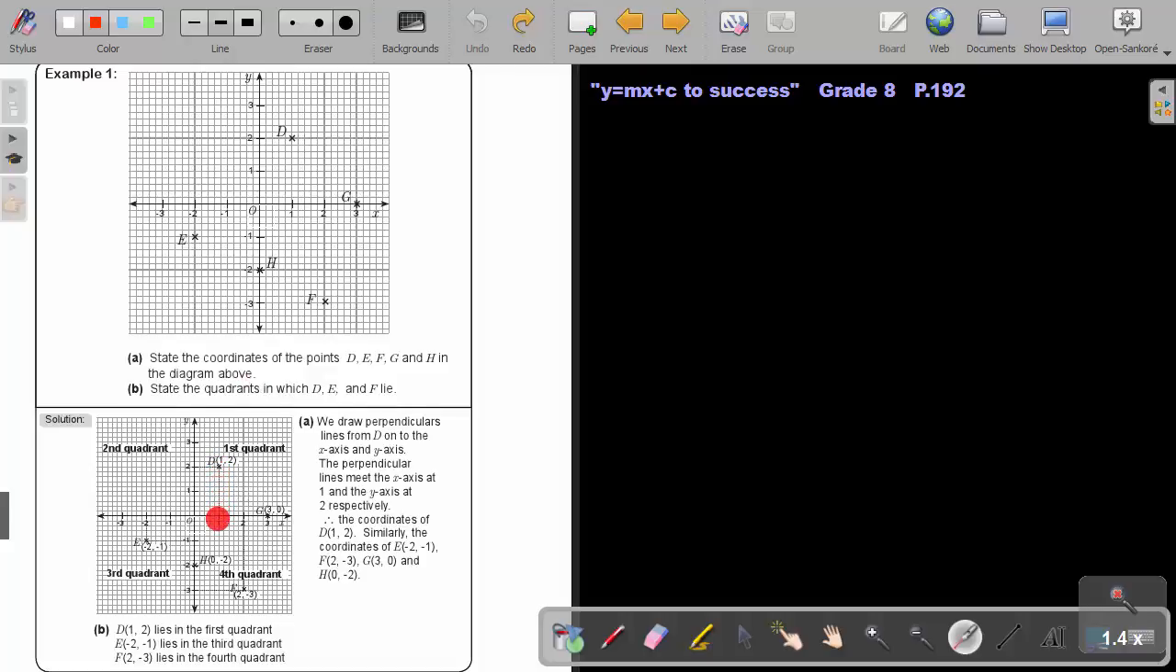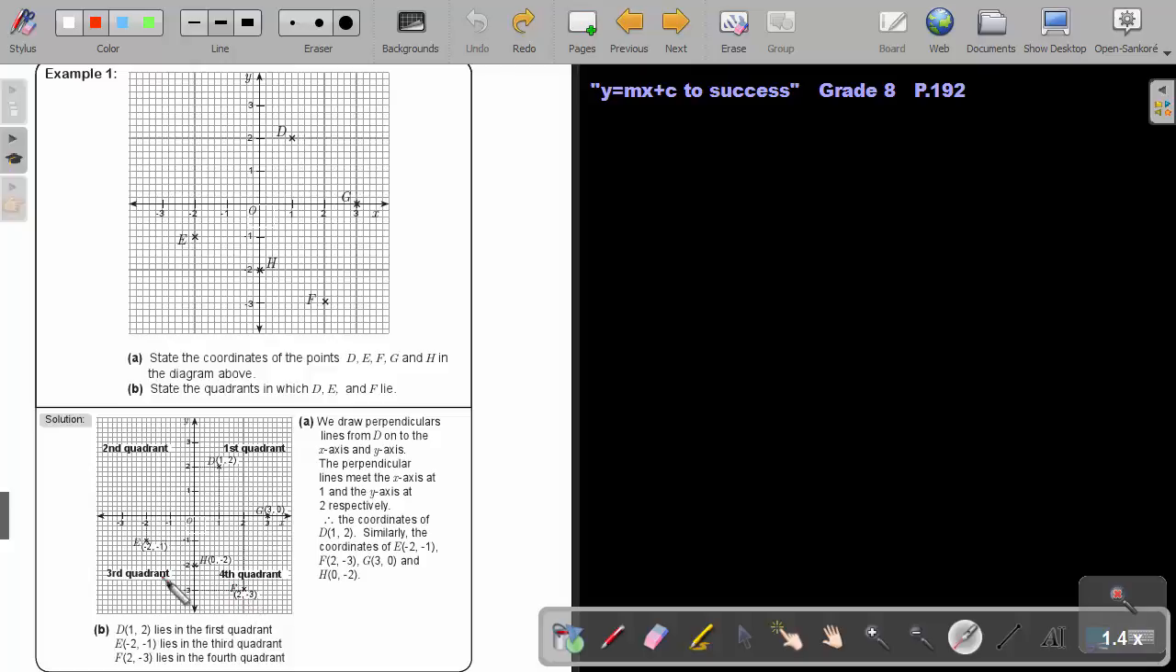Go directly to the x-axis with a straight line, that's 1, and a straight line to the y-axis, that's 2. So that's the coordinate point of D. If we go to point E, straight to the x-axis, -2, straight to the y-axis, -1. And if we go to point F, straight to the x-axis, 2, straight to the y-axis, -3, and a comma in between.